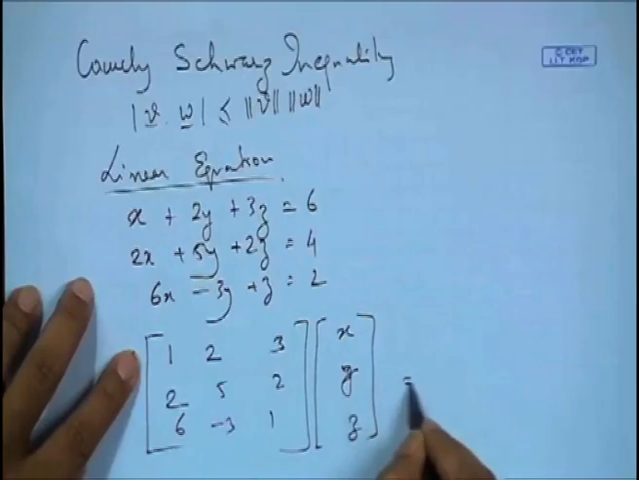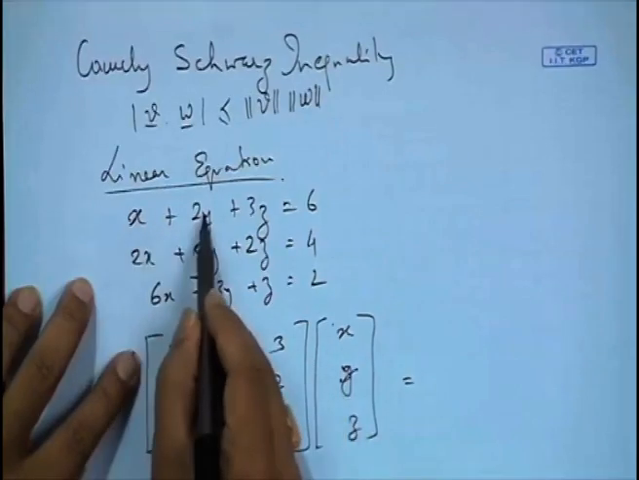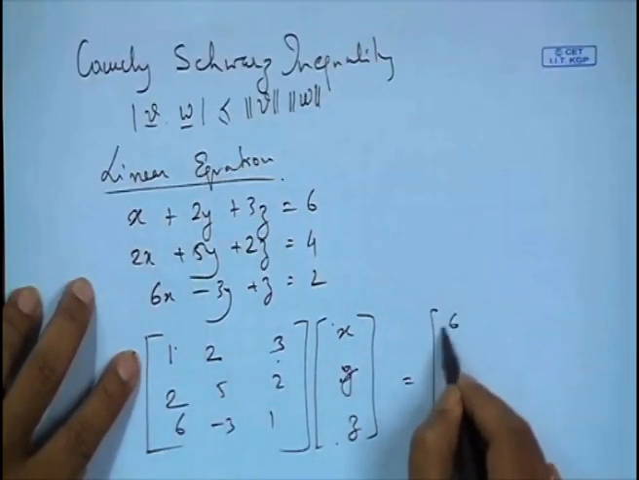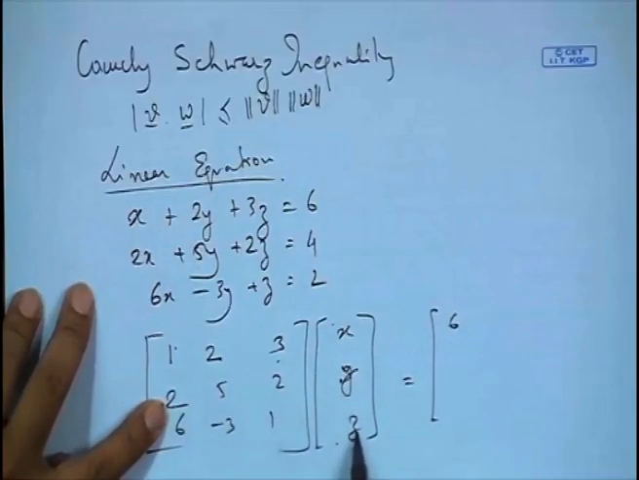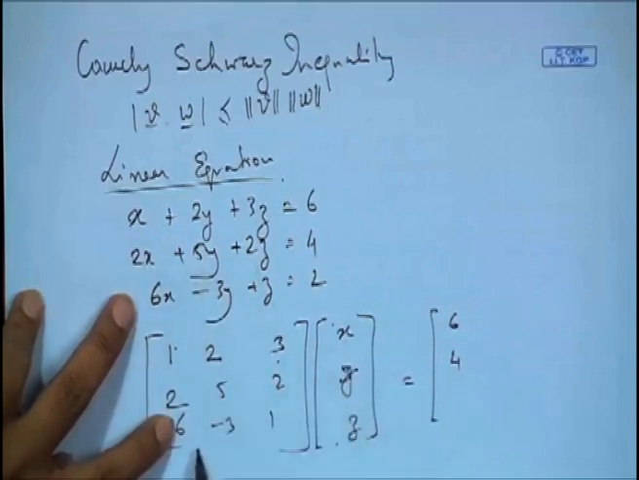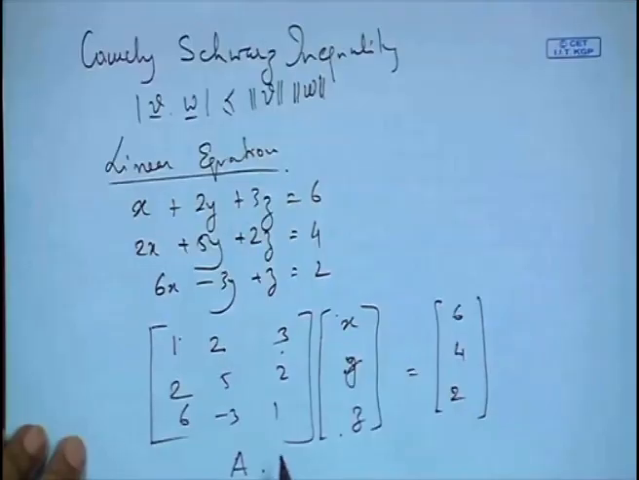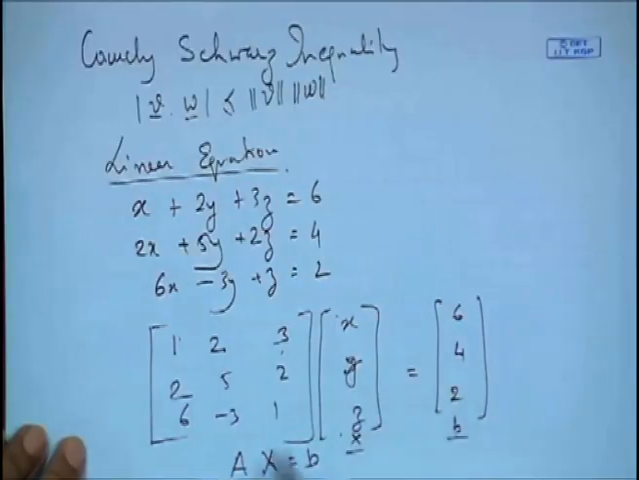y, z. So if you do this product, 1x plus 2y plus 3z is equal to 6. 2x plus 5y plus 2z is equal to 4. Finally, 6x minus 3y plus z is equal to 2. So if we write this as a matrix equation, we could write this as A times capital X is equal to B. So this is the vector B, this is the vector X, this is the matrix A. If you solve this, then you can find the values of x, y, and z.